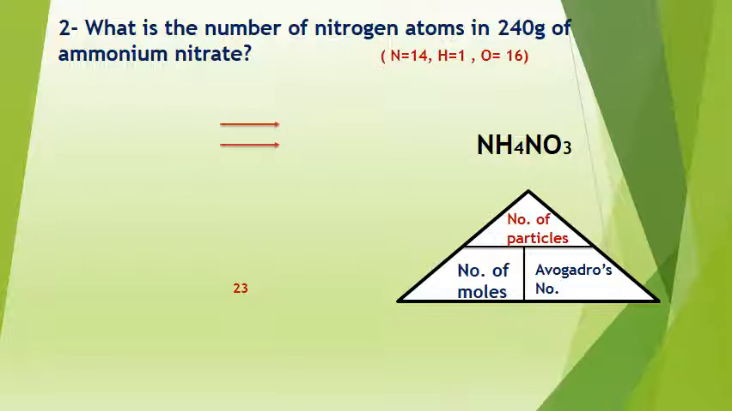So firstly, I must calculate the number of moles of nitrogen in ammonium nitrate. In ammonium nitrate or in 240 gram of ammonium nitrate? Yes, in 240 gram of ammonium nitrate. Firstly, think the first step: he talks about nitrogen and ammonium nitrate, so I must write both of them. This is ammonium nitrate, NH4NO3, and this is nitrogen.